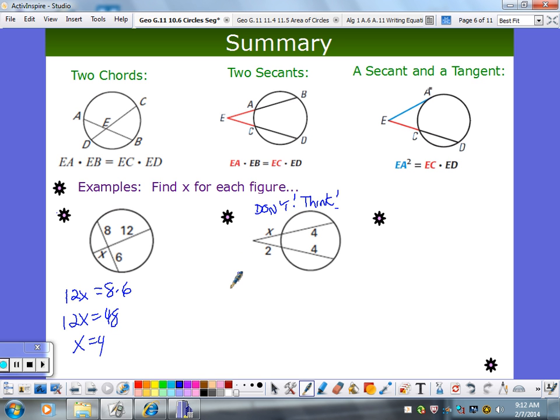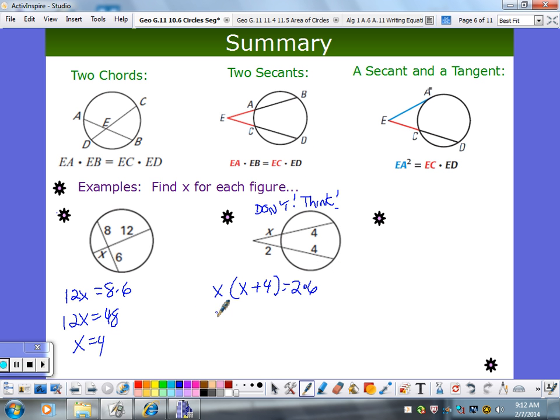So x times, what's this whole piece? x plus 4, right? We're adding those pieces together, using little segment addition. Equals 2 times, what's the whole piece? 6. Anybody not see where that's coming from? This is kind of the critical mass here. This times whole piece equals that times whole piece.